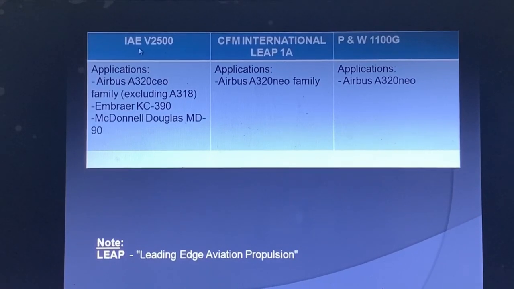So the applications of these engines are as follows. The IAE V2500 engine is used in the Airbus 320 CEO, which stands for current engine option, excluding the Airbus 318. It is also used in the Embraer KC390, and in the McDonnell Douglas MD-90 aircraft. The application of the CFM International Leap 1A engine is in the Airbus 320 NEO family. NEO stands for new engine option. Next, the Pratt & Whitney 110G also has its application on the Airbus 320 NEO. So you must know that the latest engine on the Airbus 320 is the CFM International Leap 1A engine.